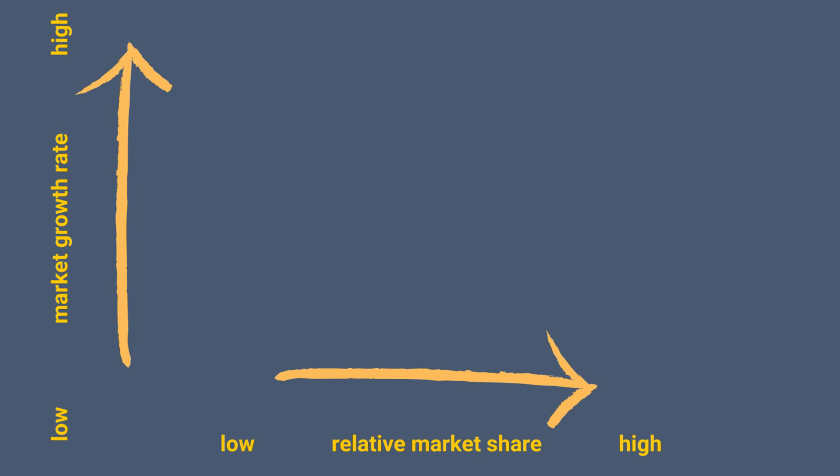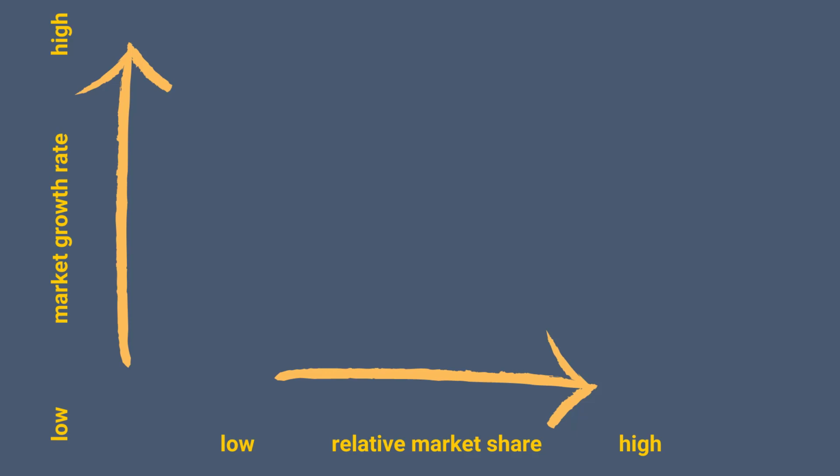So first of all, we can see that there's a vertical dimension, and the vertical dimension is market growth rate. And the market growth rate is the rate at which the product is growing, and it's a measure of market attractiveness. Now the other dimension is relative market share, and this is the extent to which the product has a high or a low market share compared with competitors.